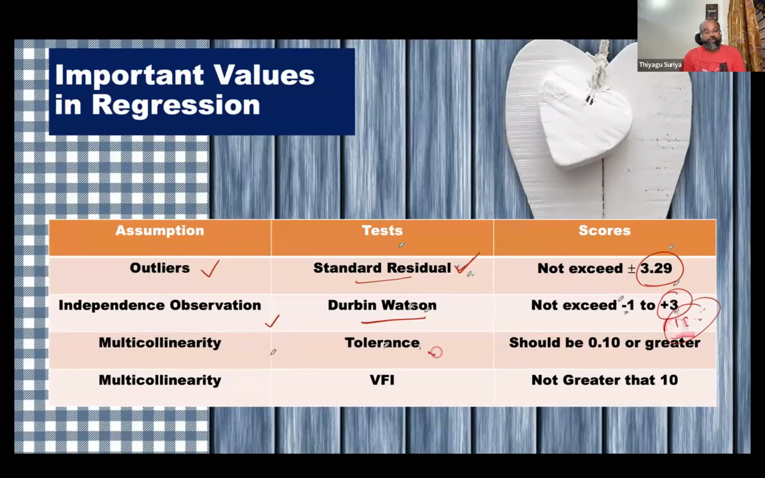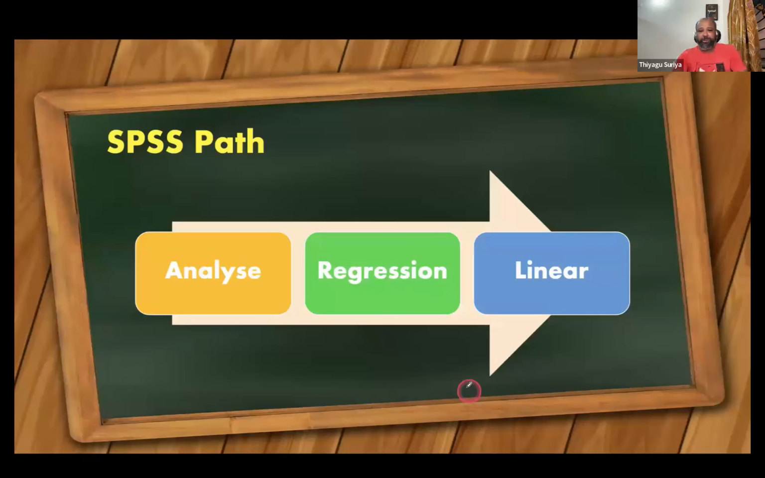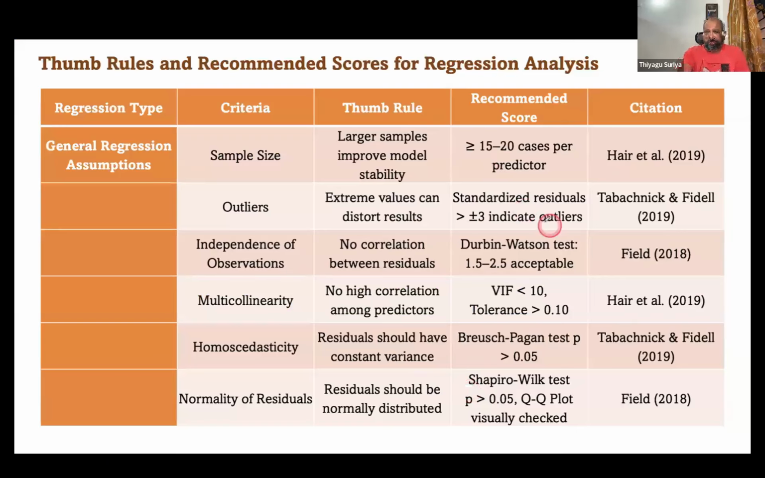The tolerance score talks about multicollinearity. Actually, multicollinearity can be checked with either the tolerance or the VIF score. The tolerance score should be greater than 0.10. The VIF score should be less than 10. The same thing I'm highlighting here in my slide. This also, if possible, kindly take a screenshot. Some rules of thumb I have highlighted with proper citations, and these are the recommendations also.